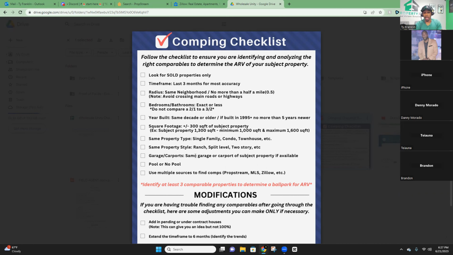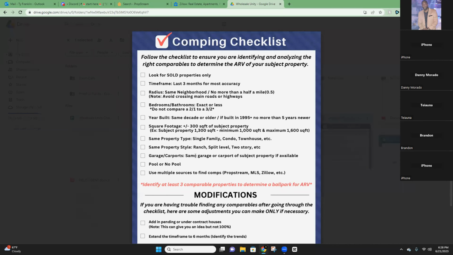Now, if your property doesn't have that, I would deduct probably around 20,000, 25,000 off of that price, right? So if my property doesn't have a garage or a carport, and the other property has one, and we see it being sold for 300,000, I'm going to go ahead and say mine will probably sell for 275 because it doesn't have that.